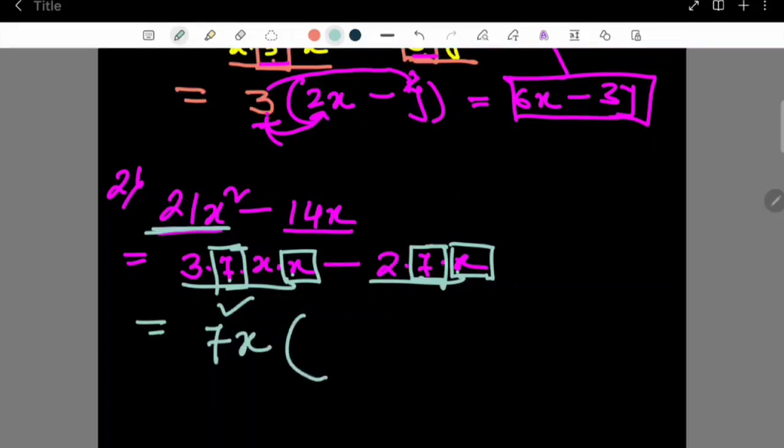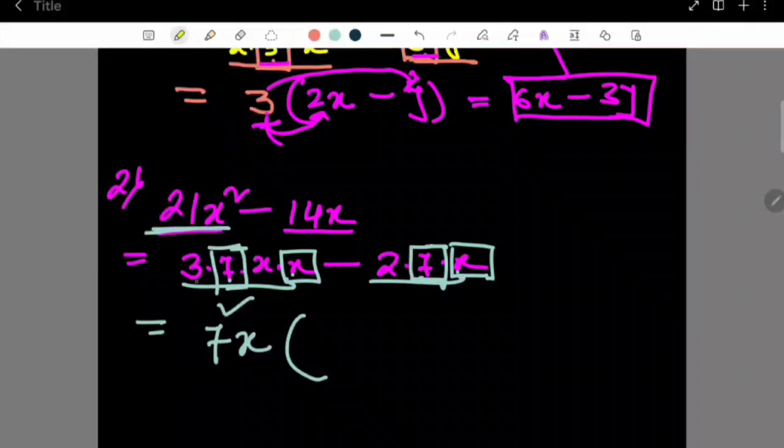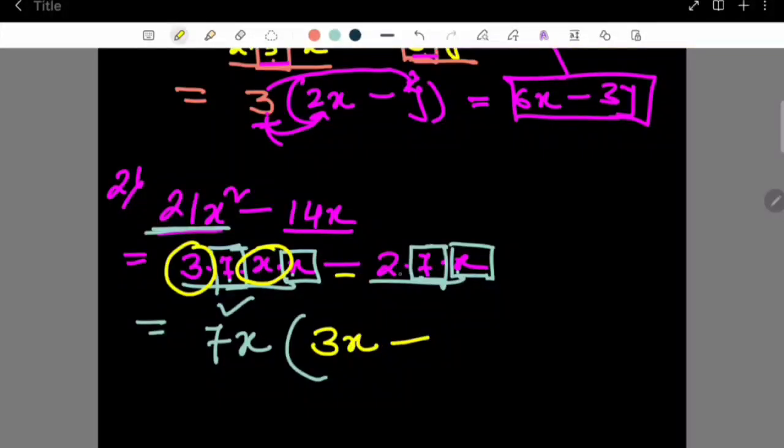Now what are the remaining things here? This 3 is remaining. Check, this 3 is remaining and this x is remaining. So this remaining term 3x will be left here, as the sign is minus, so minus sign will come. Here what are the things left? Only this 2 left, so 2. So if we factorize this one, you will get the answer as 7x into (3x minus 2).